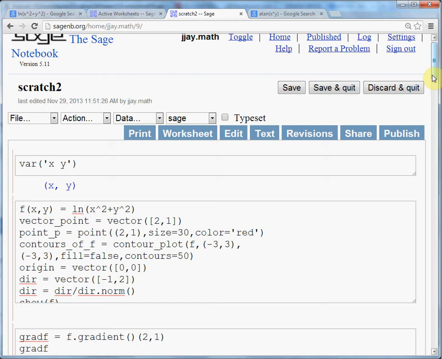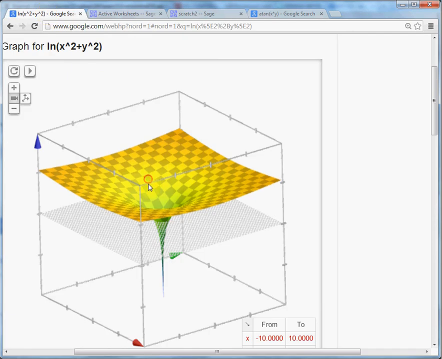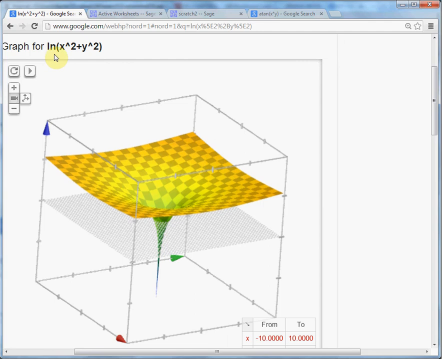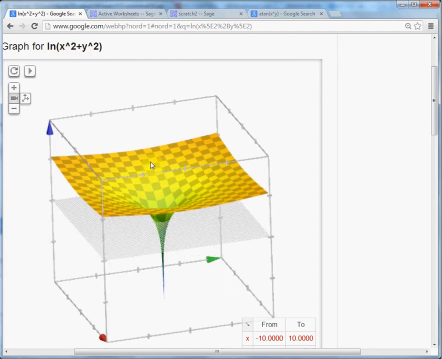So I've translated all this into Sage so we can get a visualization of what's happening. You can see here's the function, and I've also made a 3D plot of that function using Google. You can see that it looks kind of like a black hole. So this is the function natural log of x squared plus y squared.